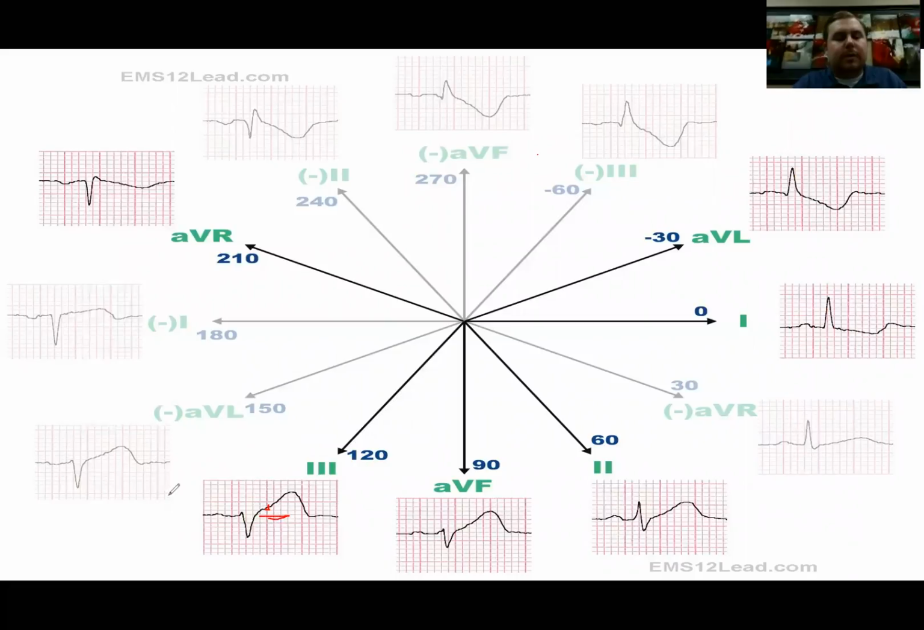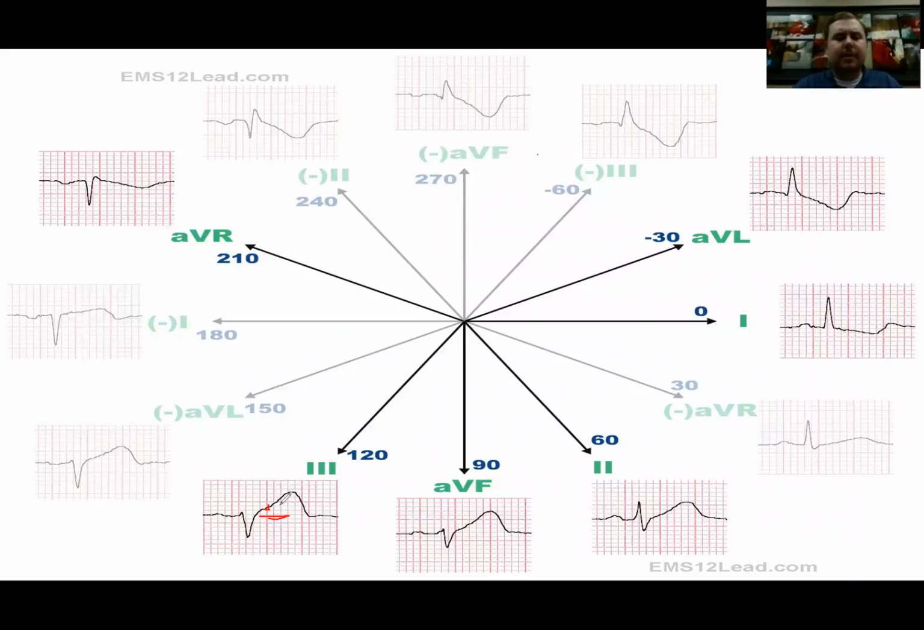If I just move clockwise around, my ST elevation is less right here, minimal right here, isoelectric, and then it starts getting negative out here, a negative maximum amount because it's completely opposite of lead 3. So you have the maximum amount of ST depression, and then AVL, which we said is our best lead for reciprocal changes. And then it starts becoming isoelectric again, and then our elevation begins to come back up. And that works for your P waves, your QRSs, and your T waves as well.